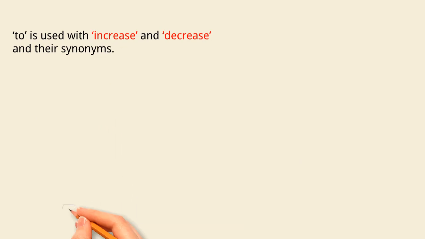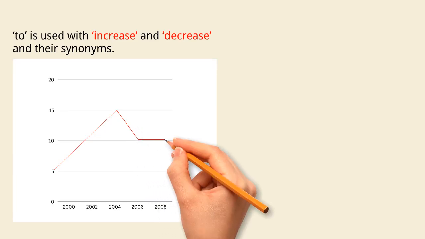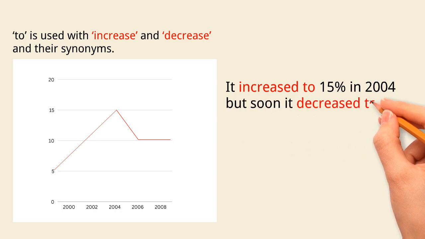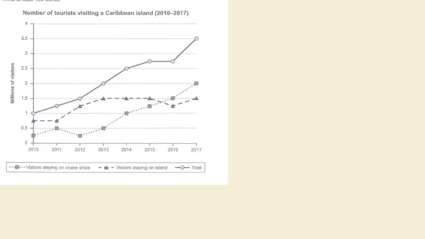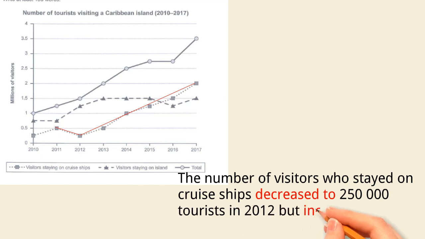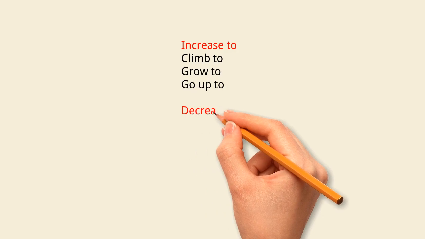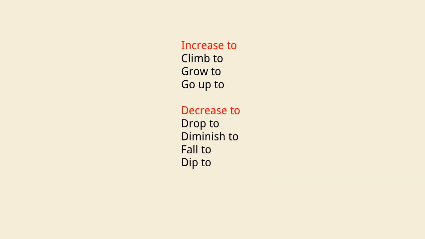To is used with the verbs increase and decrease and their synonyms. It increased to 15% in 2004, but soon decreased to 10% in 2006. The number of visitors who stayed on cruise ships decreased to 250,000 tourists in 2012, but increased to 2 million in 2017. As I've already mentioned, to is used with the synonyms of increase and decrease.